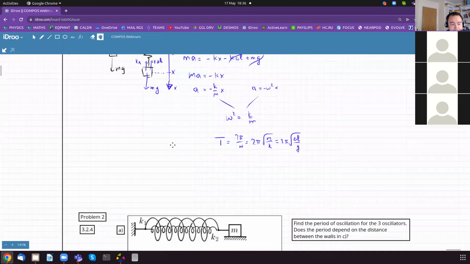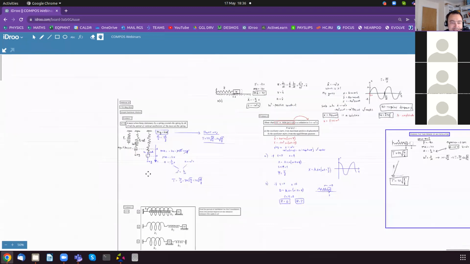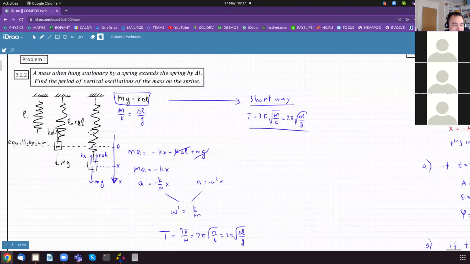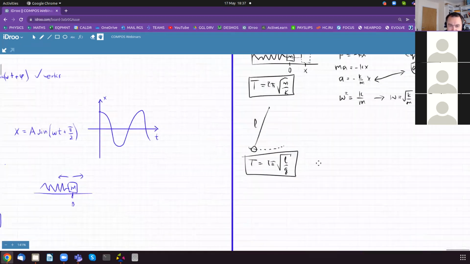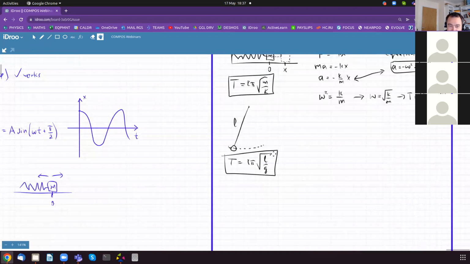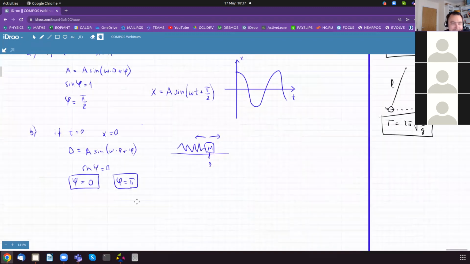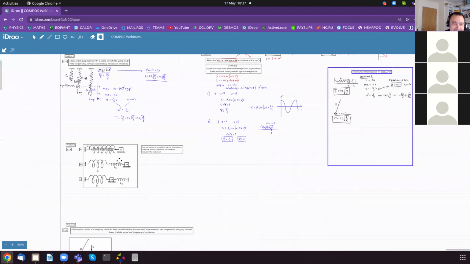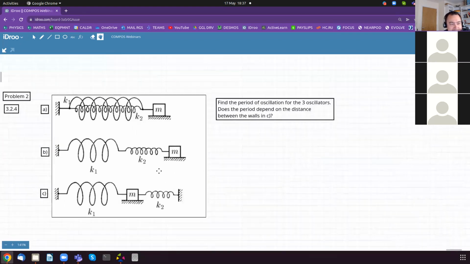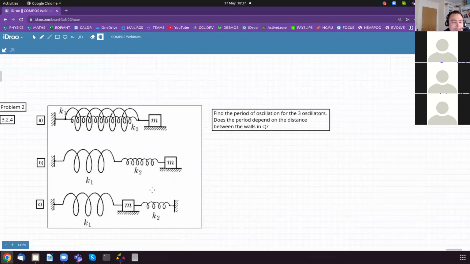Okay. So interestingly, the time period of a spring mass system has almost the same equation as the period of a pendulum. That's quite interesting. Right. Now, I'll just continue practicing, showing you how to solve it.